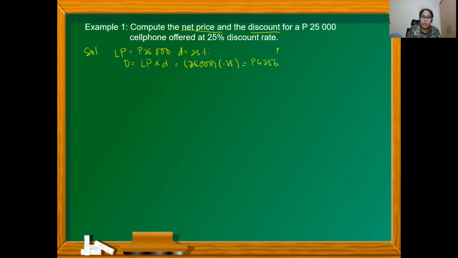So the net price would be equal to list price minus the discount. So the net price is equal to 25,000 less 6,250. So we have 18,750 pesos for the net price of the cell phone.